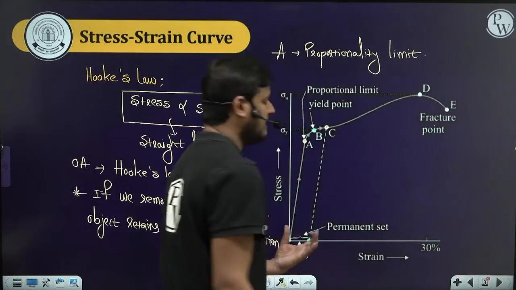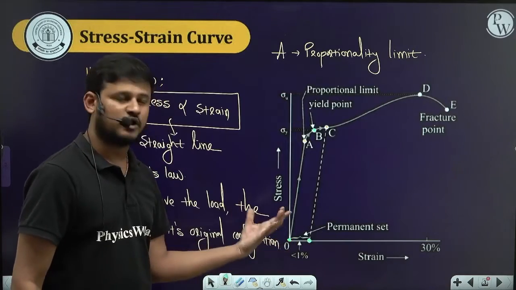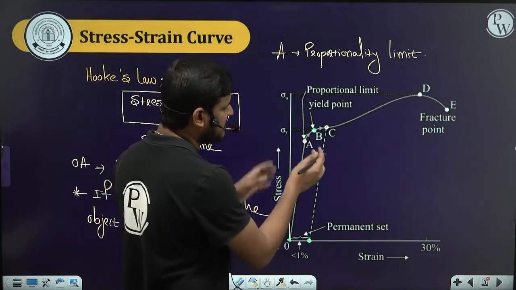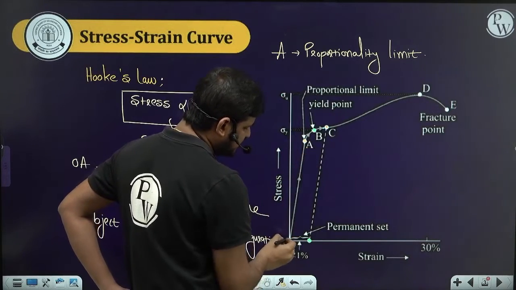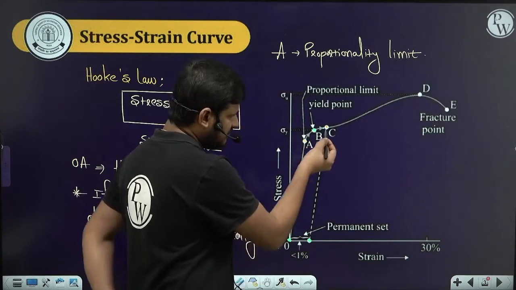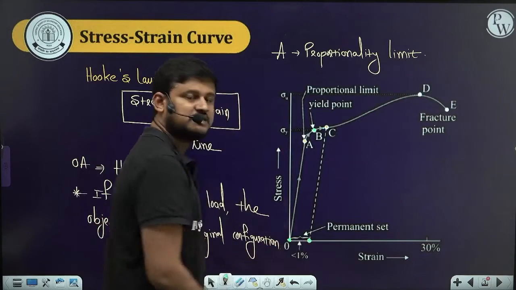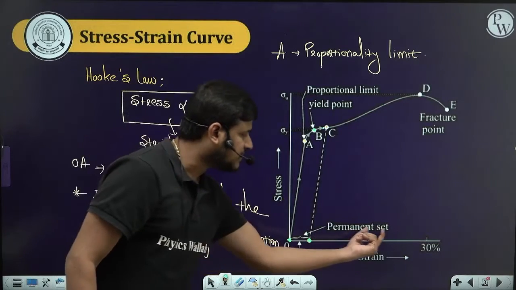So there is some permanent change in the body. Clear? From here to here. If you remove the load here, the body will not regain its original shape. So there will be some permanent set. This range is called the permanent set.